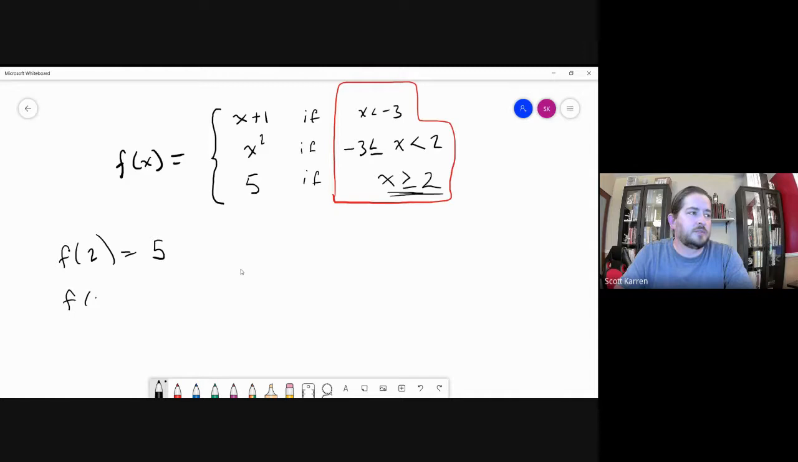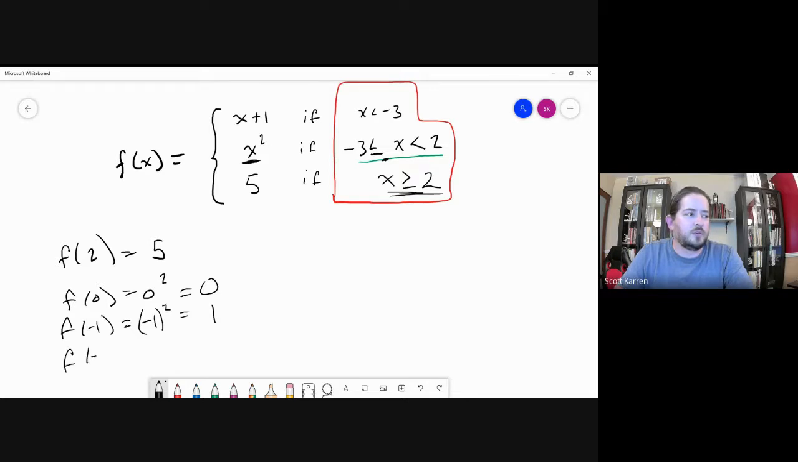F of 0, we have to see where 0 is valid. That 0 happens to be valid on this middle expression, that middle interval. So f of 0 is, plug it into this part of it, 0 squared, which is 0. Get some more values. Let's go f of -1, just see where that is. F of -1 belongs in that middle interval. And so that's -1 squared, and that's 1, right?